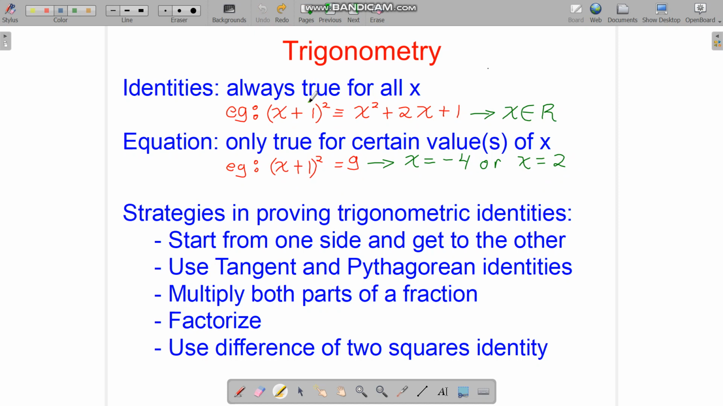Strategies in proving trigonometric identities: always start from one side and then prove that you can get to the other side, the other form. Use tangent and Pythagorean. We can multiply both parts of a fraction, we can factorize, we can use the difference of two squares identity.